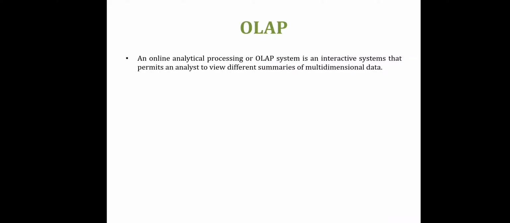Starting with OLAP, we have already seen the introductory part of OLAP and OLTP. OLAP is online analytical processing, whereas OLTP is online transaction processing. In an OLAP system, we have an interactive system that permits an analyst to view different summaries of multi-dimensional data, meaning we can view the data with different summarization. This is the facility provided by the OLAP model.